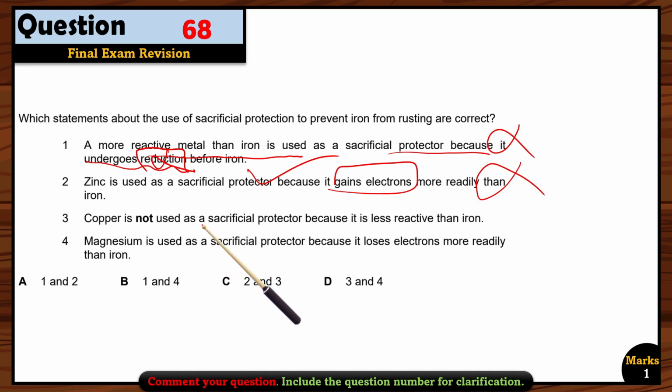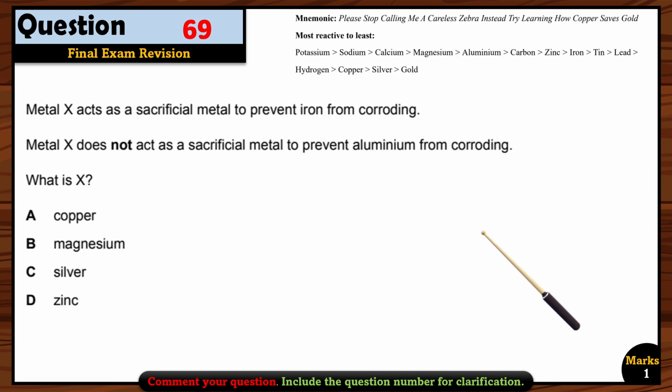Copper is not used as a sacrificial protector because it is less reactive than iron. Yes, if you look at the reactivity series, the copper comes after the iron. Okay, so it is not used as a sacrificial protector. Magnesium is used as a sacrificial protector because it is more reactive than the iron. More reactive means it can easily lose electrons as compared to iron. So that's why options 3 and 4 are right. That is option D. Let's see another question.